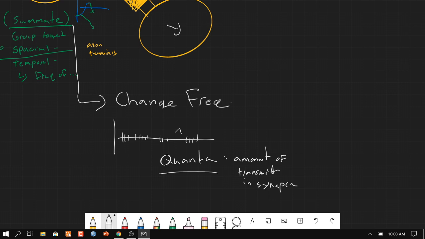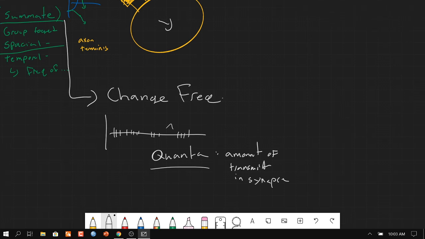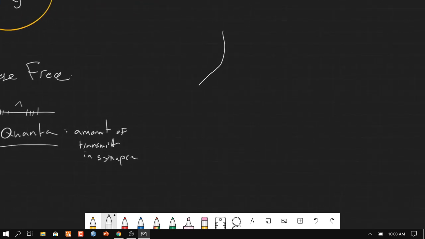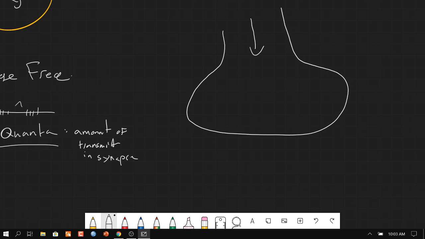Excellent. Okay, but to figure out exactly how this works, we have to dig down inside the end bulb. Sodium is coming in up here. Sodium is a positive charge. So far, so good. How is the end bulb different? What does it let in? A voltage activated calcium gate.